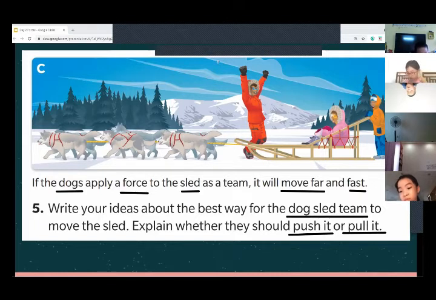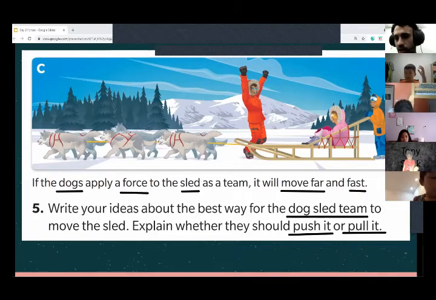Can I read my sentence? Yeah, you can read your sentence if you want. Make sure you raise your hand next time, okay? Don't just call out.